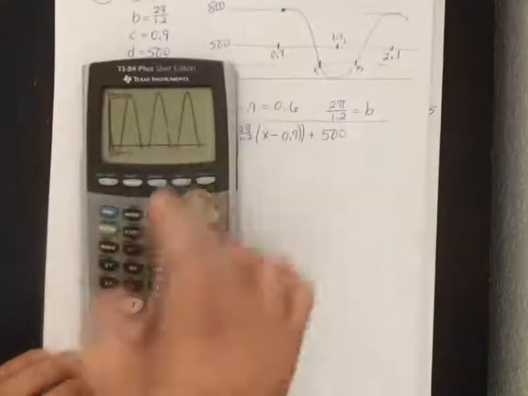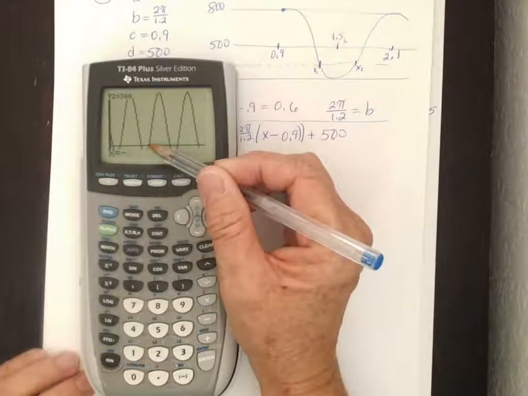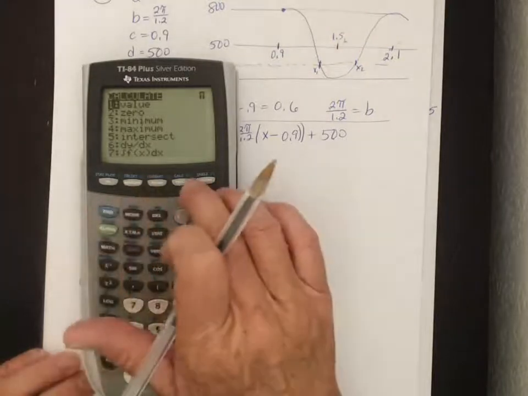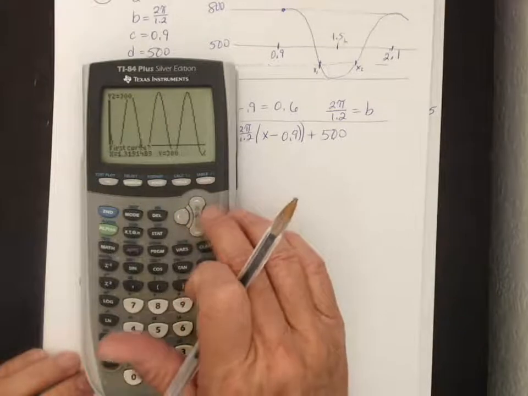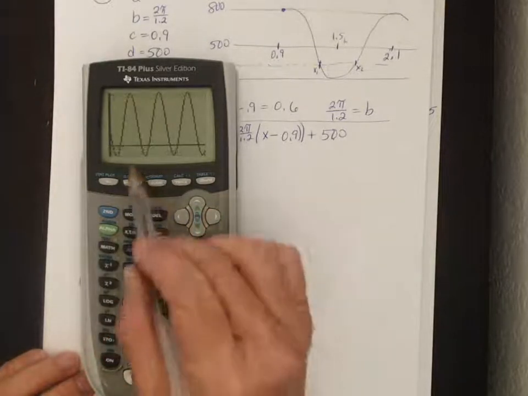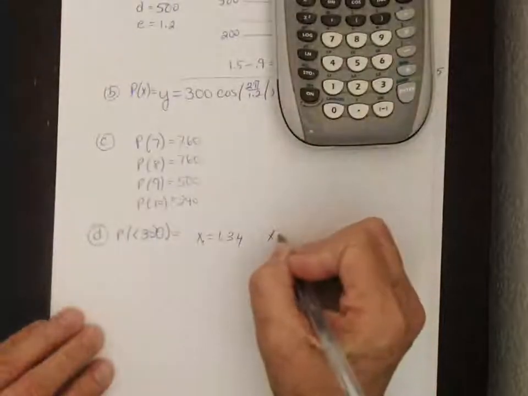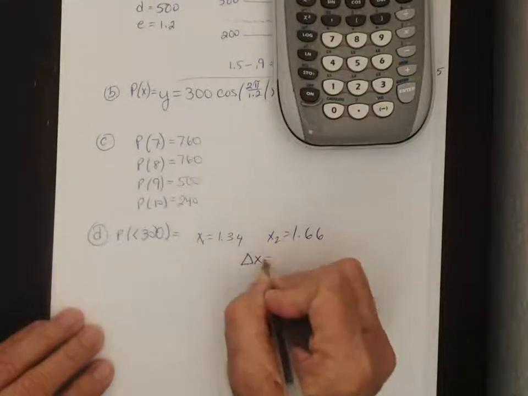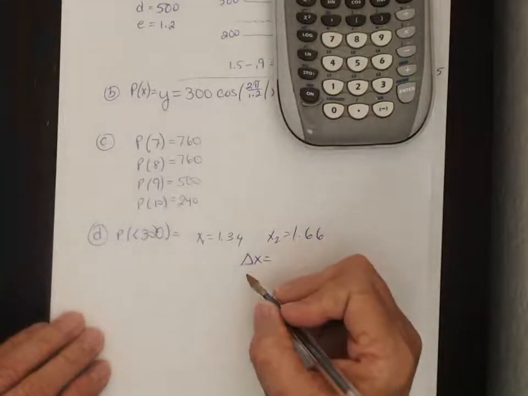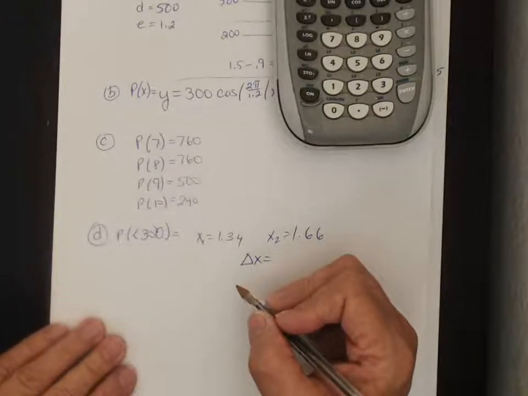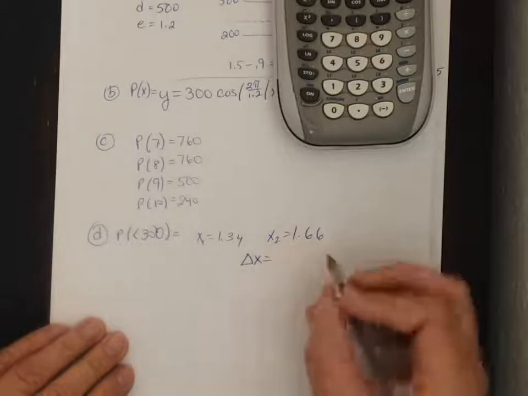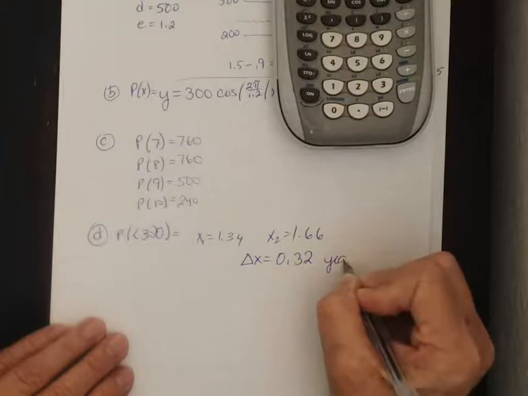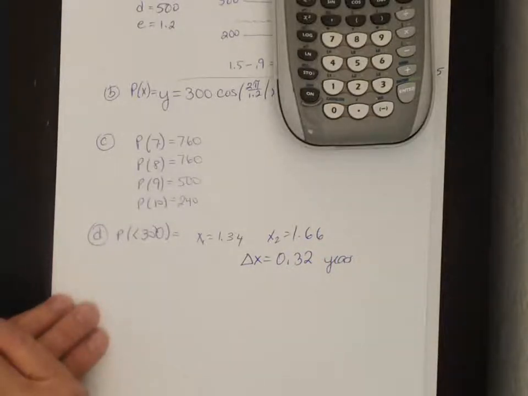Let's do the same for the next one. Since I've used this as x1, I have to do this one for x2. And I get 1.66. The difference between these two values, delta x, gives me how long the population was endangered. That difference is 0.32 years. So for about a third of a year, the population is endangered.